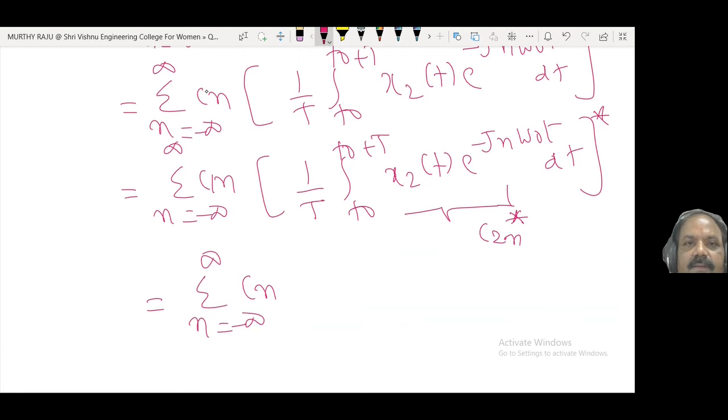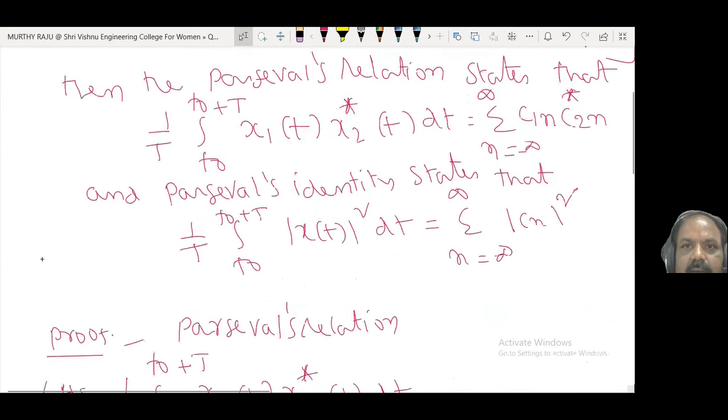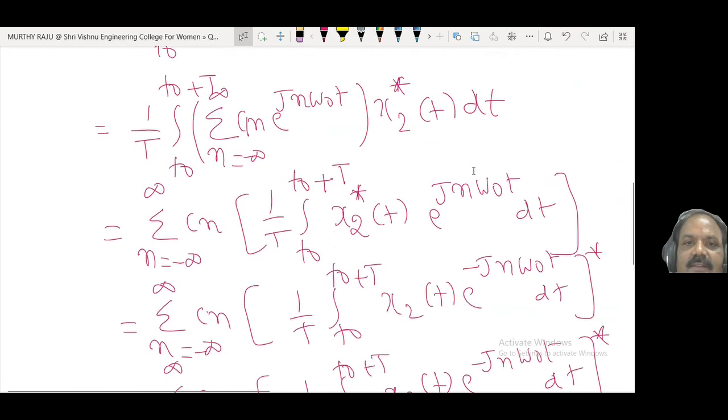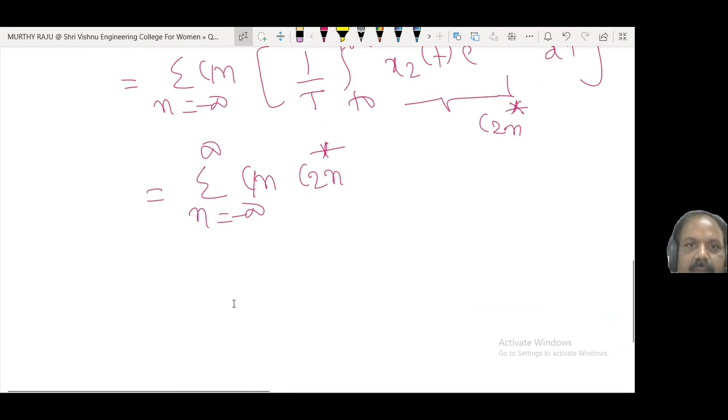C1n, here C1n because the Fourier series of x1(t) is C1n. That is the reason we use C1n: C1n and C2n conjugate. The proof is completed.